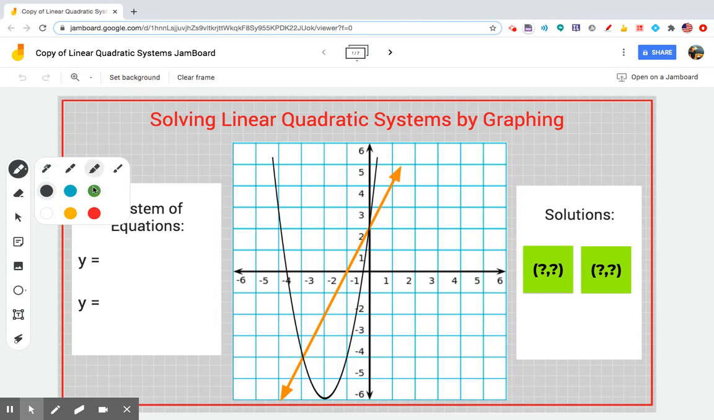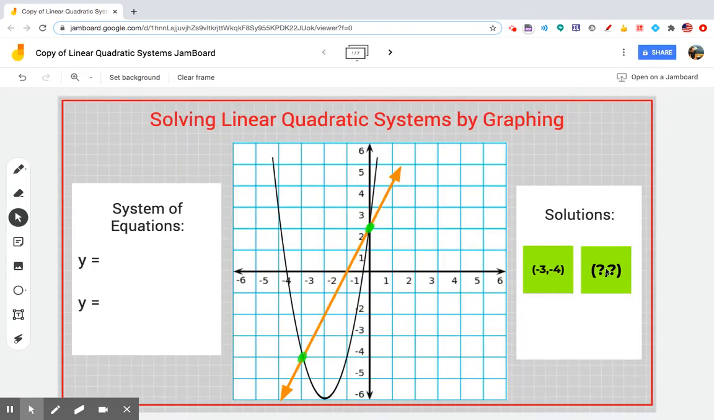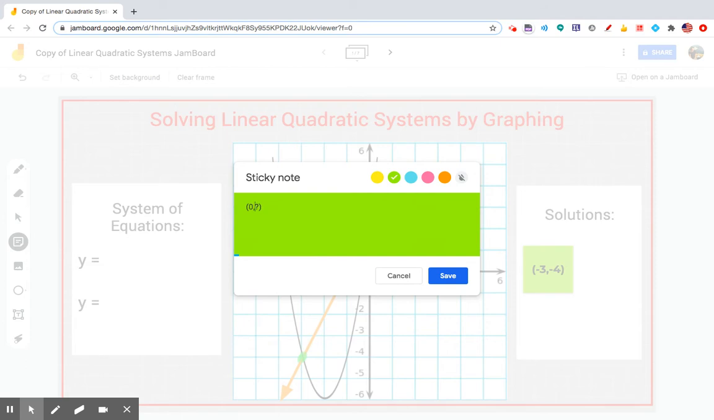So I'm going to use my highlighter tool, and I am noticing that there is definitely a point of intersection here, and there's another one down here. So what I can do immediately is write the x and y coordinates of each solution. I'm looking at -3, -4 over here. So I'm double clicking on my sticky note to edit it: -3, -4, and then I hit save. And over here, I'm looking at 0, 2. Again, double clicking to edit the sticky note.